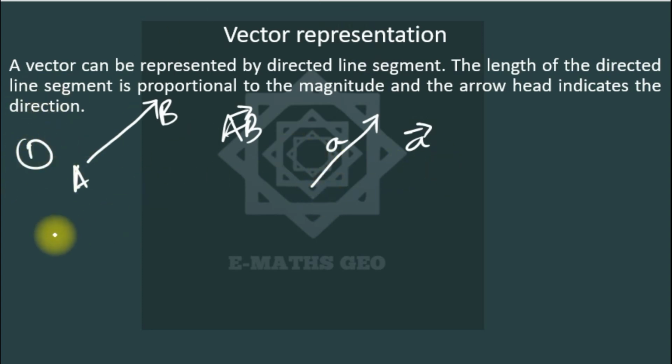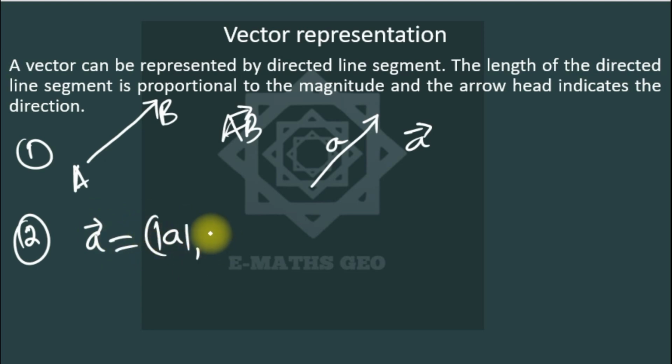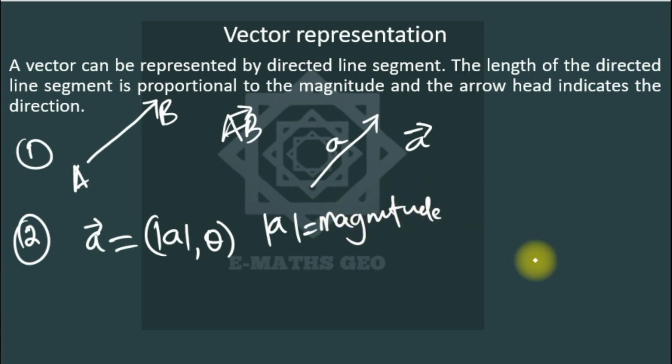We can also represent it using only magnitude and direction. If you have a vector a, you can write it as the magnitude of a, comma, the angle theta, where theta is the direction. That's another way we represent a vector, if you don't represent it as a line segment or a letter with an arrow on top. We have four ways.